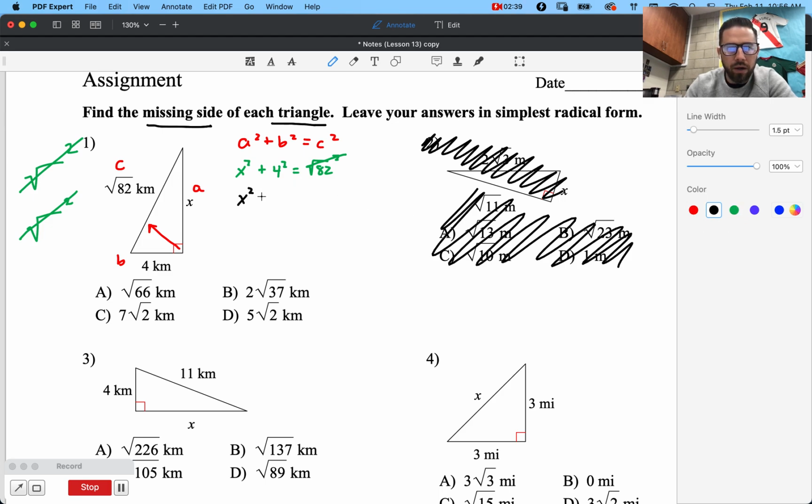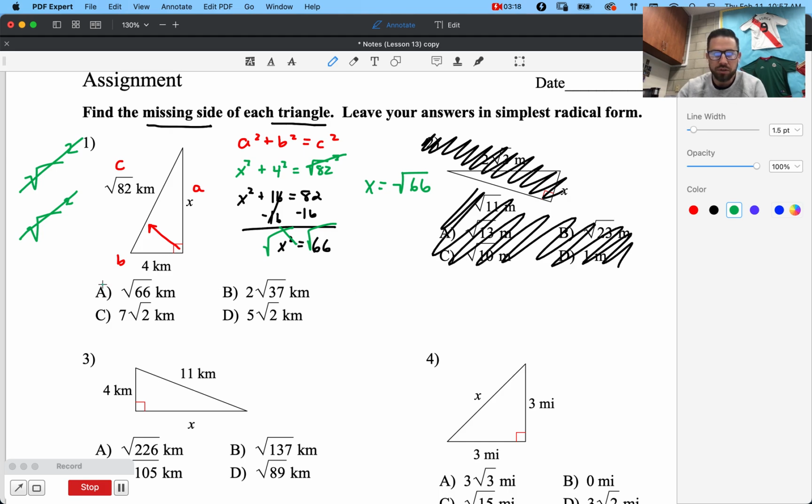We have x squared plus 4 squared is what? 16 equals 82. Okay, let's subtract 16 from both sides. We know how to do this. And we get x squared equals, what's 82 minus 16? I should totally be able to do this, but I've done a bunch of videos. It's 66. Okay, our last step is to take the square root, and we have x equals the square root of 66.